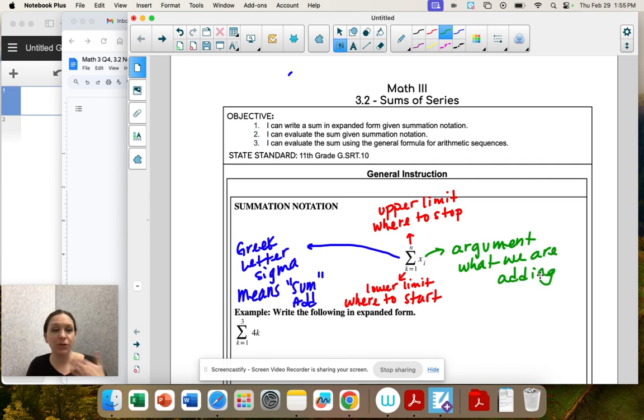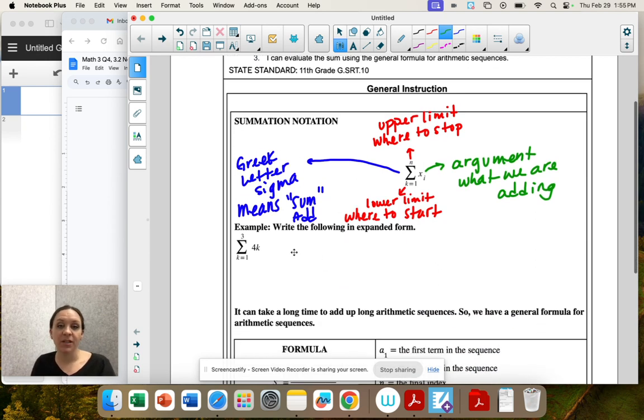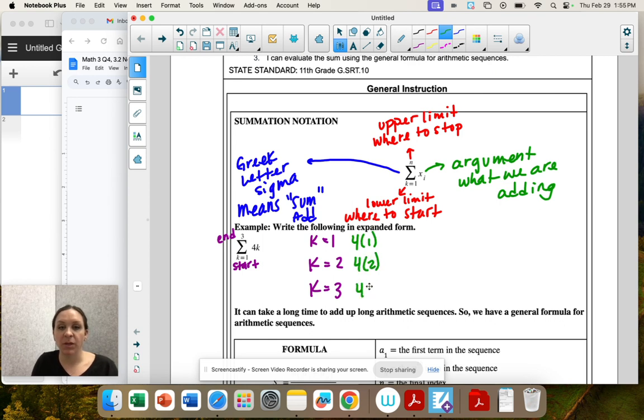Okay, so once you get the hang of it, it's really not that bad. It just looks so different than anything we've done before. So if I want to write this in expanded form, I'm starting at k equals 1, and I'm ending at k equals 3. That's what those numbers on top of the sigma mean. And then we're adding using 4k. So I'm going to replace k with 1, and then replace k with 2, and then replace k with 3.